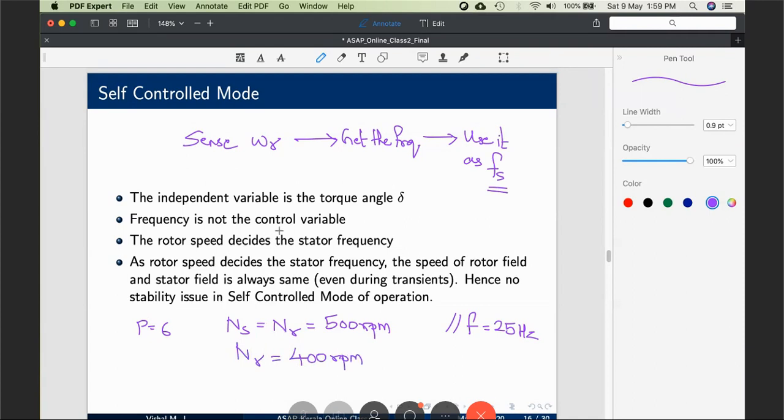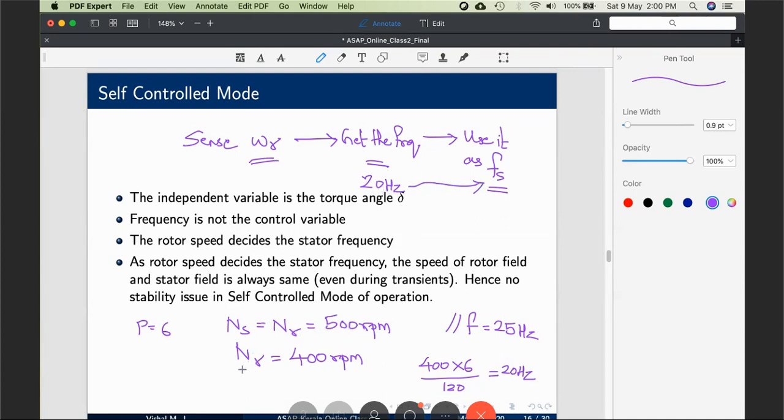In self-controlled mode, what we do is that you sense the speed, you sense omega r, get the frequency from that. What is the frequency? 400 into number of poles by 120. So this would be 20 Hertz. Now the rotor frequency is 20 Hertz. Use that as the stator frequency. Earlier stator frequency was 25 Hertz. Now it gets changed to 20 Hertz.